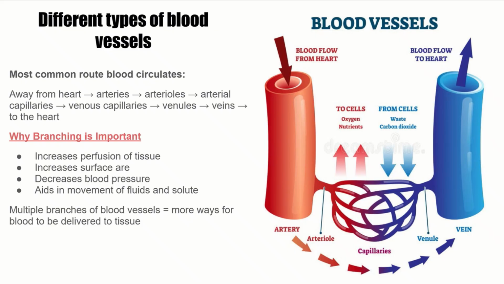Remember how I mentioned my grandmother had clogged blood vessels? If she only had one main blood vessel traveling to her foot, she would have been at greater health risk. But due to us having different types of blood vessels, there was still a way for her foot to receive blood. The route of blood circulation starts away from the heart, to the arteries, to the arterioles, to the arterial capillaries, to the venous capillaries, to the venules, to the veins, and to the heart.